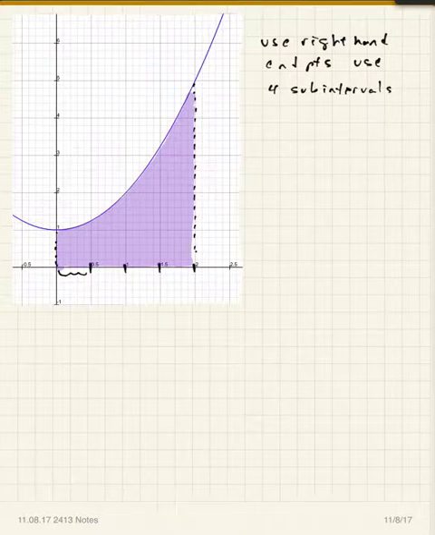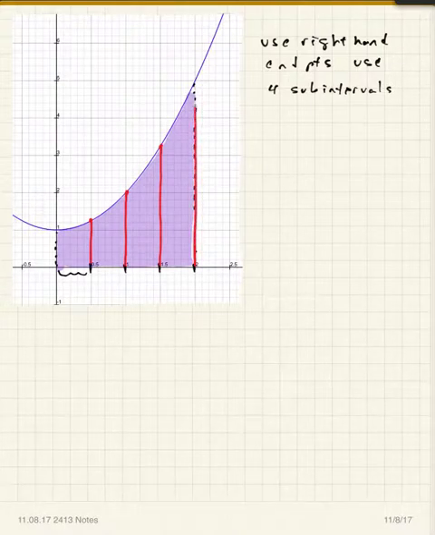So what we do is we go up here to 0.5 like this, and we're going to use that to determine the height of our first rectangle. And then we're going to use that point to determine the height of the second rectangle. This point right here, 1.5, to determine the height of the third rectangle, and then this point right here to determine the height of the fourth rectangle.